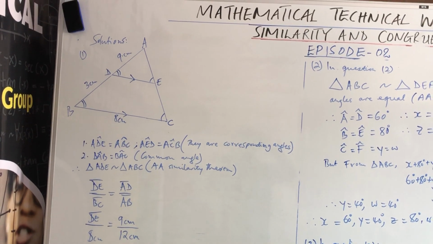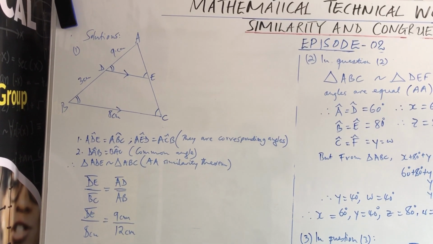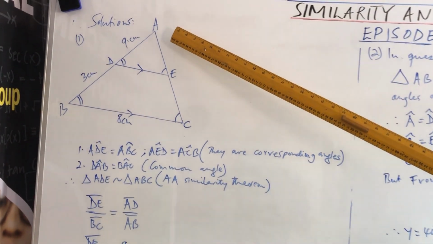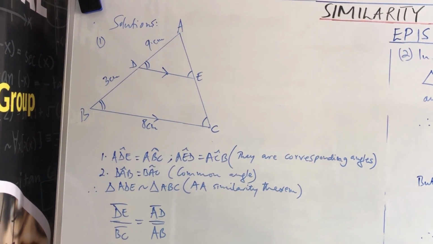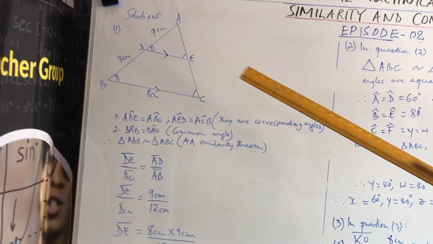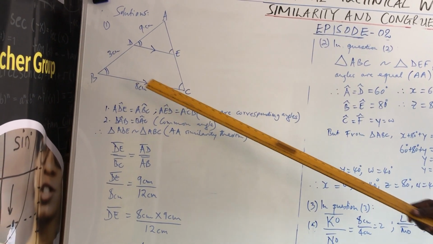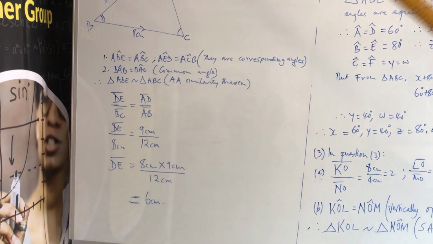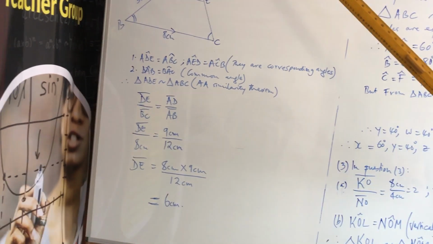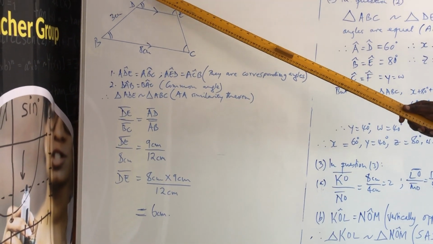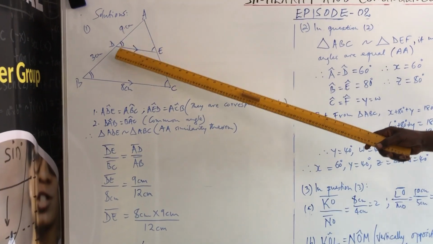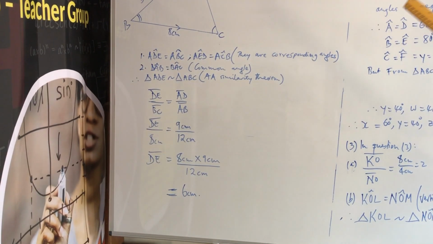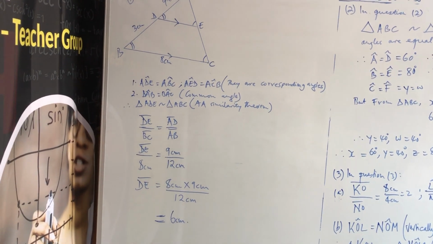Welcome to the solution of activity number 1. The triangle is again drawn there, and we are told that DE is parallel to BC. It is indicated in the diagram. We've also indicated the lengths of the different line segments. AD is 9 centimeters, DB is 3 centimeters, and BC is 8 centimeters, as were provided in the question.